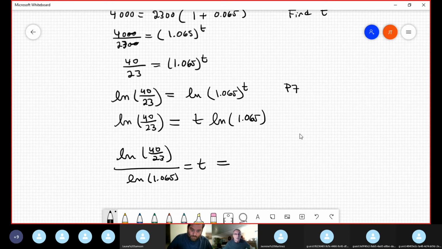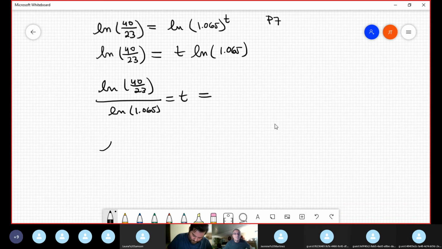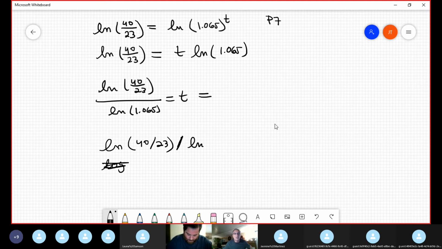I put it in my calculator. How do you put it in the calculator? When you put it in the calculator like that, be careful. You put ln, or log, either way. In this case, I'm using ln. So, open parenthesis, 40 divided by 23, and close the parenthesis because you're ending this logarithm. Division now. Division. ln again, 1.065. Press enter. And help me, what is the answer?